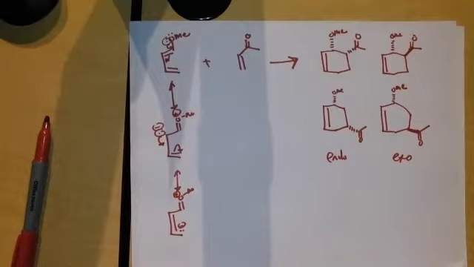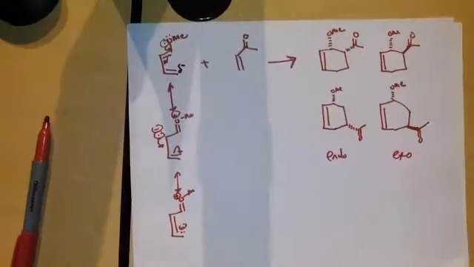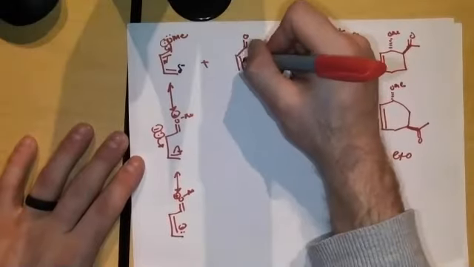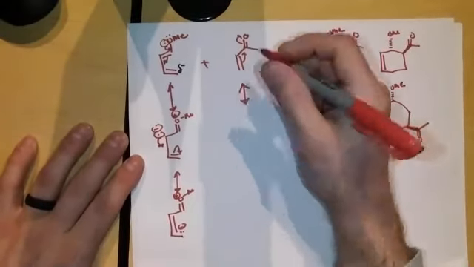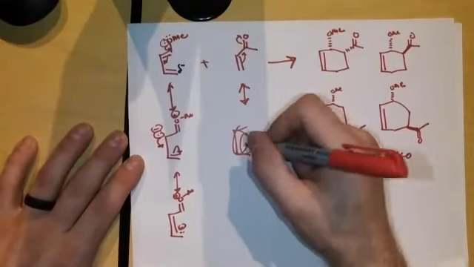So on this top, I'm going to draw in a partial negative. Our carbonyl here, I can push these electrons up. Oops.